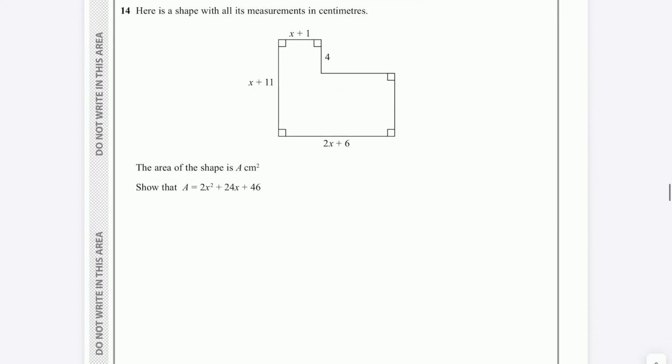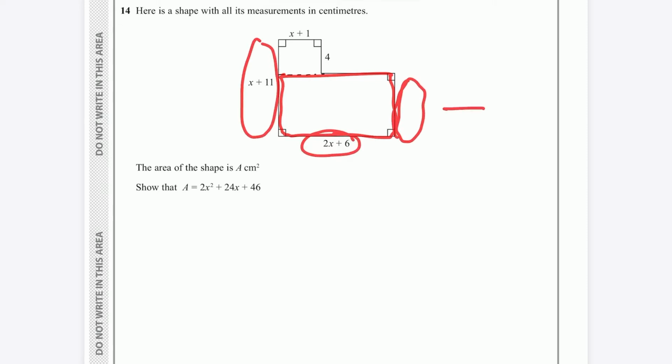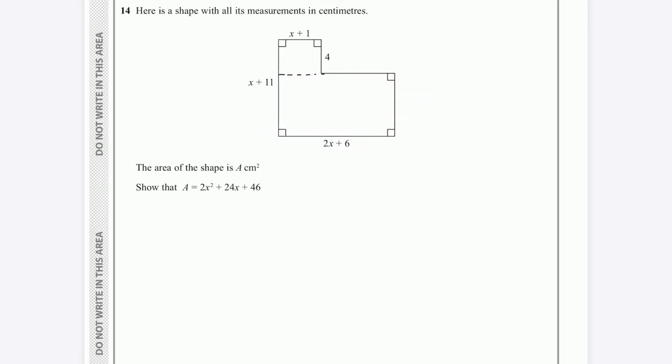Question 14, so I need to show that the area of the shape is that. So it's a compound shape, so I can split the shape into 2. So here's the top bit. I know for this bit, the area is going to be that times that. And then for this down here, I know what the base is, but this height here, I don't know what that is. I know this full height. I want to know what this height here is. So that height there is going to be 11 plus x plus 11 minus 4, which is going to be x plus 7. So there, now we've got that.